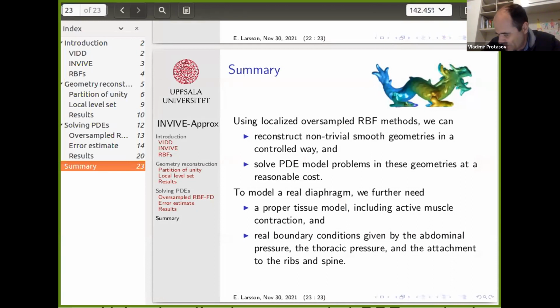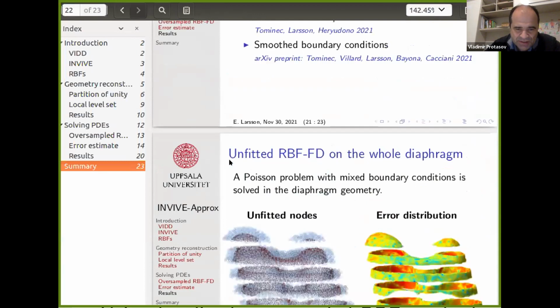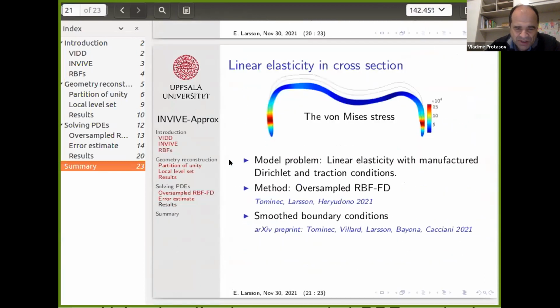I have two. First of all, could you come back to the slide number 21 with this smoothified boundary condition? Yeah, smooth boundary conditions. So how do you actually smoothify it? So what do you use to do that? Because the smoothification should not influence very much the solution.